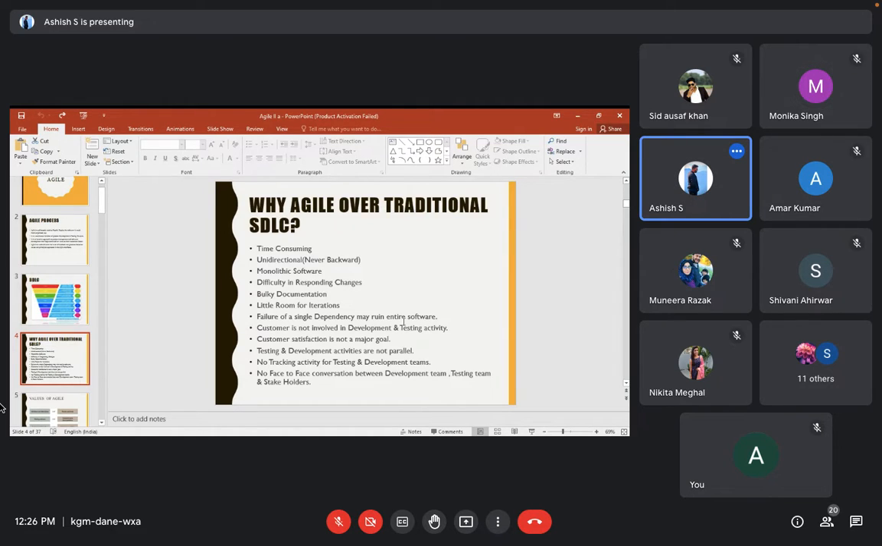Yes, sir. So, the tools which you have used in your project, can I know? Jira, sir. Jira, okay. Any others? ALM. As a project management tool, ALM and Jira. ALM and Jira, okay.